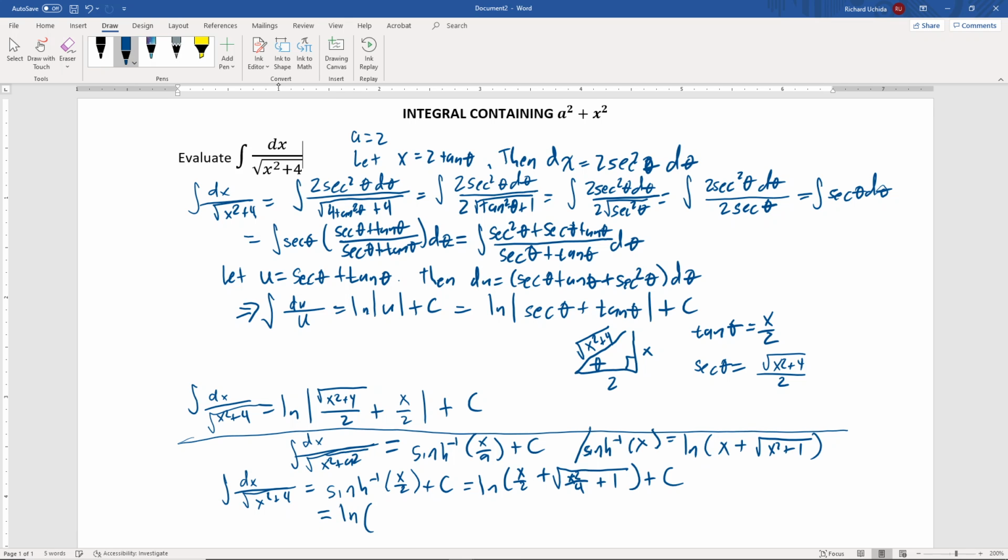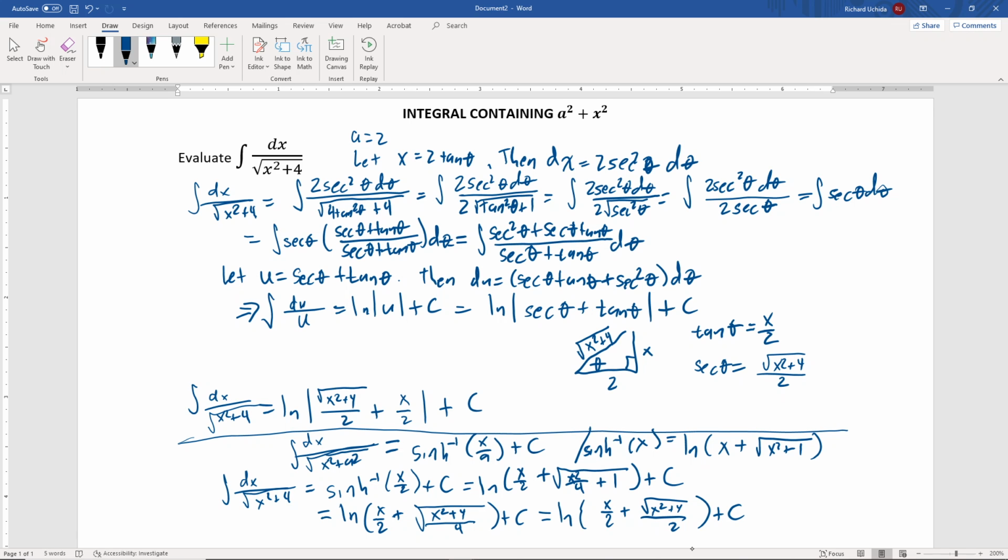And we could simplify this, so this would be the natural log of, again, that x over 2 plus, now just adding the two terms underneath a radical by getting a common denominator, this would equal plus the square root of x squared plus 4 all over 4 plus c, and then taking the square root of the top and bottom for that second term inside the natural log, this would equal the natural log of x over 2 plus the square root of x squared plus 4 all over 2 plus c.